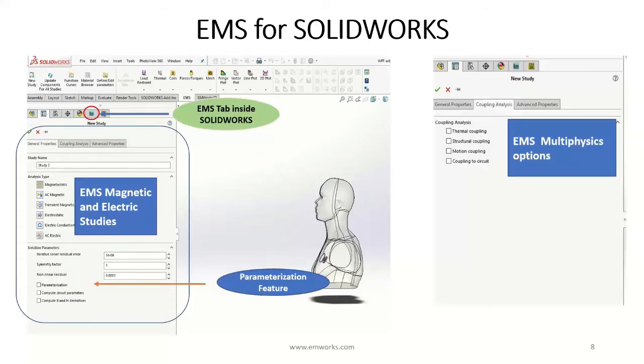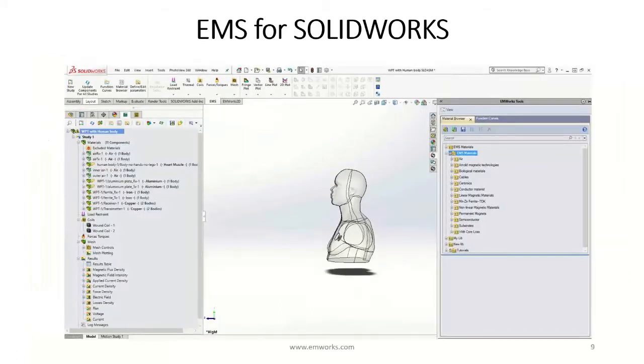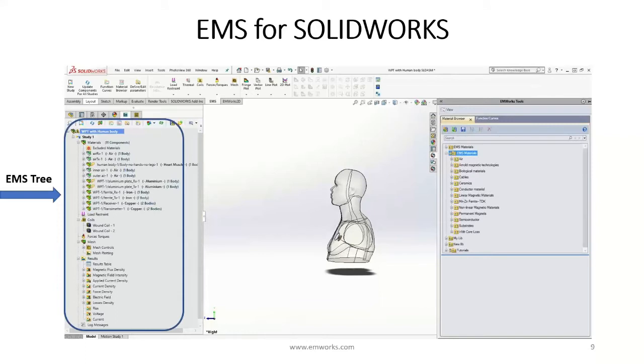At the left, we can see the multiphysics options of EMS. EMS provides a few great multiphysics solvers like thermal, linear static, and mechanical motion. In addition to these solvers, we have the circuit coupling features. After creating a study, the EMS tree is generated. It has a simple and compact structure. We can see the different sections in front of us.